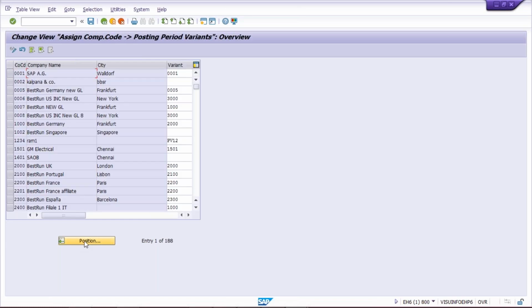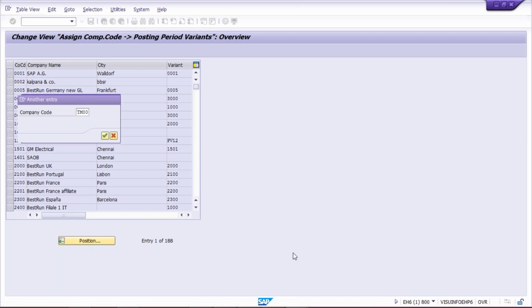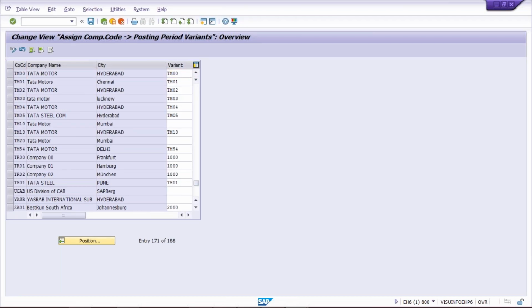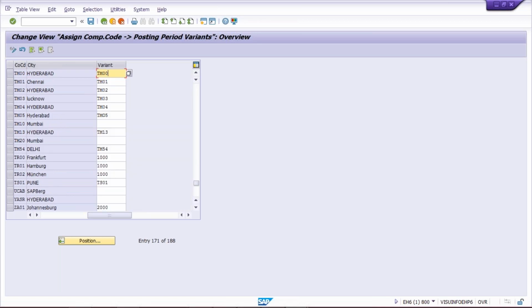Now this TM00 I'm going to assign to our company code. Click on position and give TM00. Why are we going to assign this? Because this is how SAP will come to know that we have defined this posting period variant for Tata Motor. Just save it, Control S, and press enter.